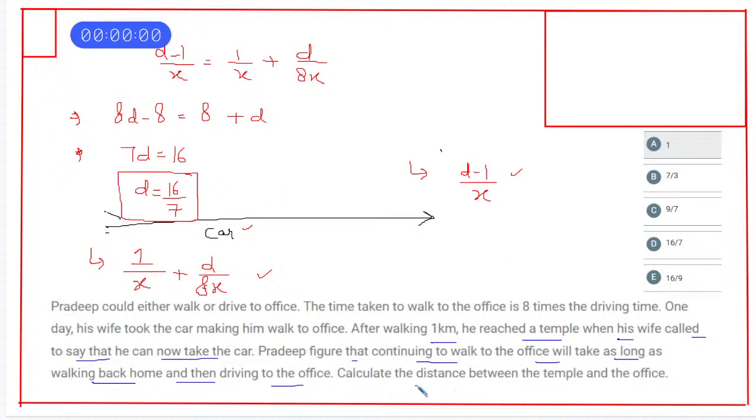We are supposed to find the distance between the temple and the office. Already he has covered 1 kilometer, so the required distance is 16 by 7 minus 1, which is 9 by 7. So option C is our answer for this question. Is this question clear? Moving to the next question.